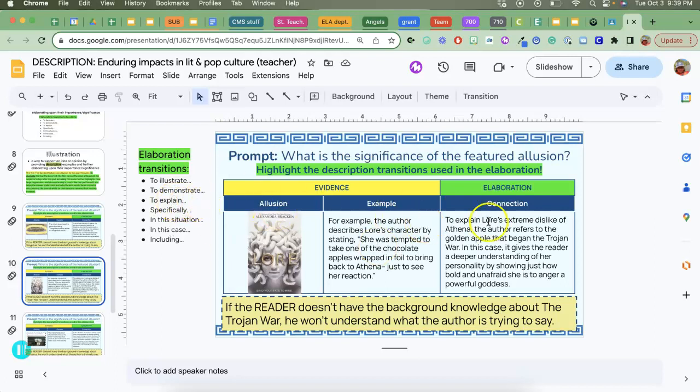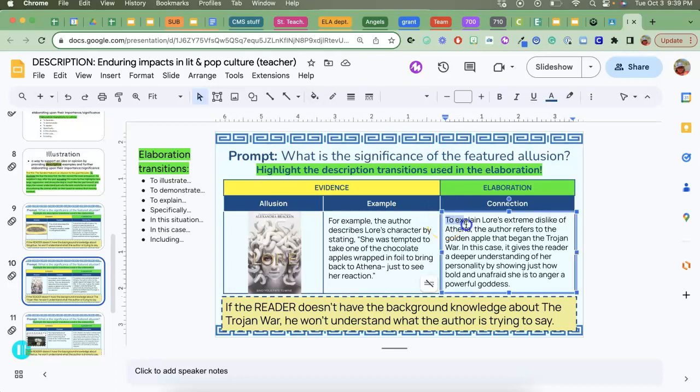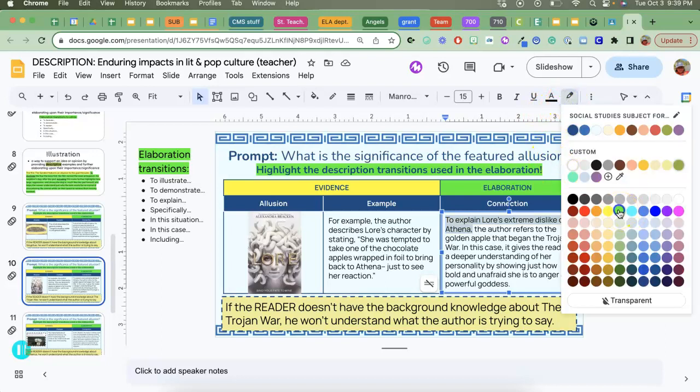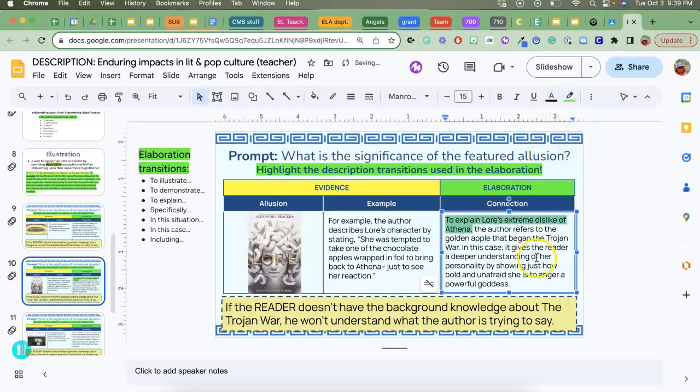So I see "to explain" here, but to explain what? To explain Lore's extreme dislike of Athena. There's my transition. And then I see another one, "in this case."